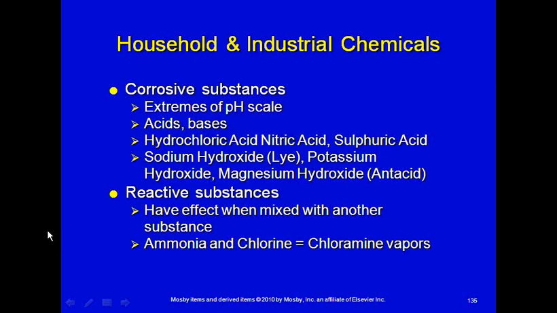Corrosive substances are substances that go to each extreme of the pH scale. They include very strong acids and very strong bases. Hydrochloric acid, nitric acid, and sulfuric acid are examples of the acids. Sodium hydroxide, potassium hydroxide, and magnesium hydroxide are your strong bases as well.